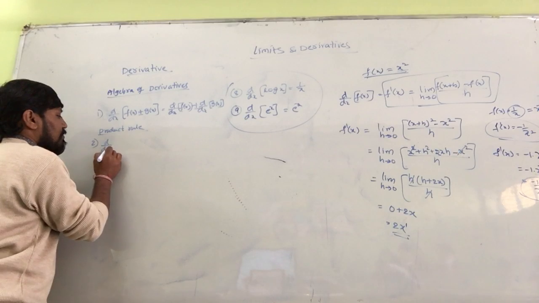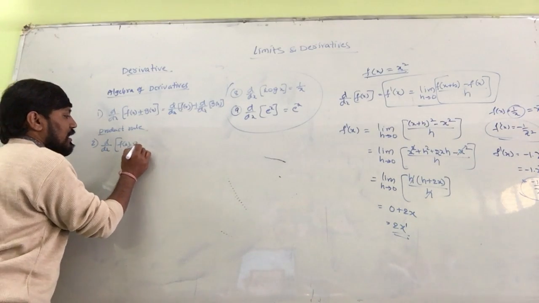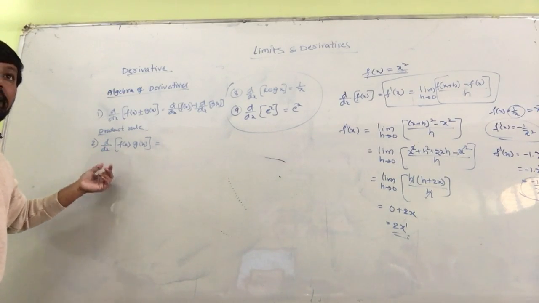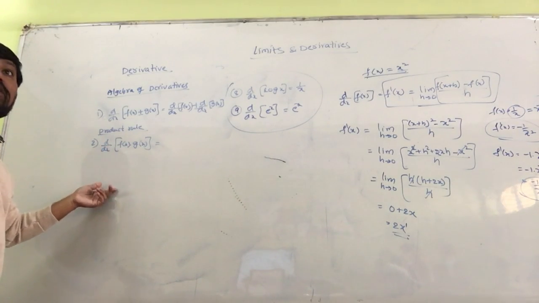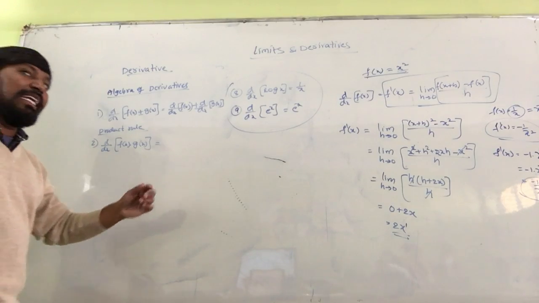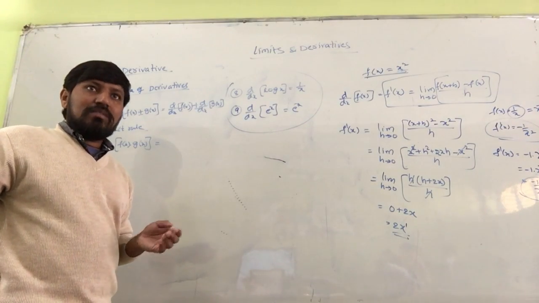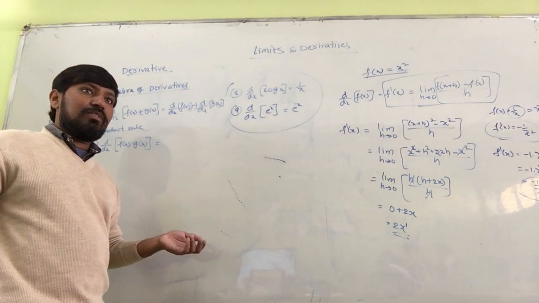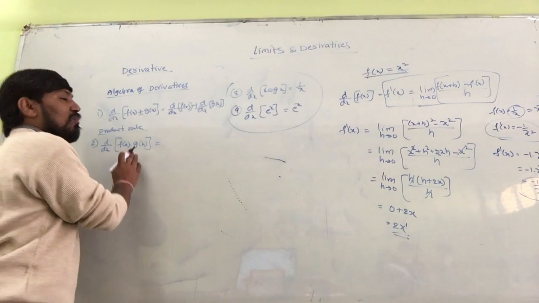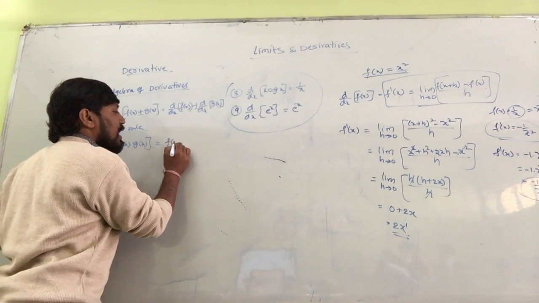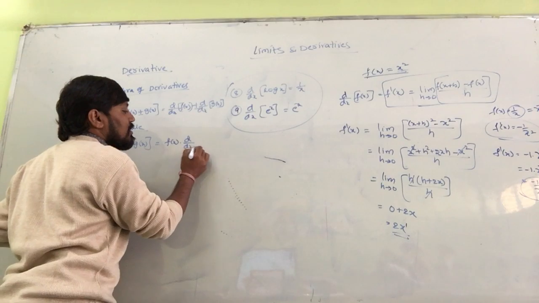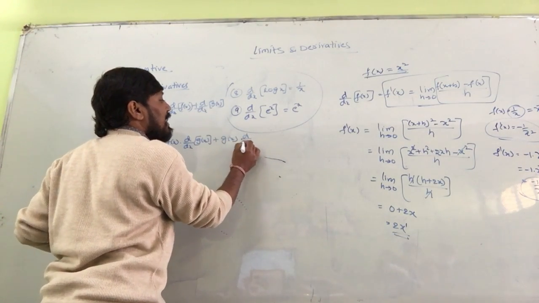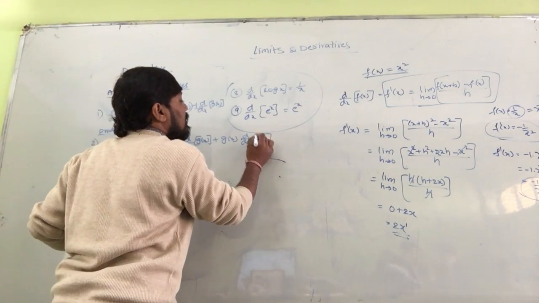d by dx of the product, and how do we get it? It is a little bit up to your standard. Whenever the product of two functions is given and you need to find the derivative, suppose sin x into cos x is given to you, and you need to find the derivative of the function sin x into cos x, then what to do here? It is calculated as f of x into d by dx of g of x plus g of x into d by dx of f of x. This is called the product rule.